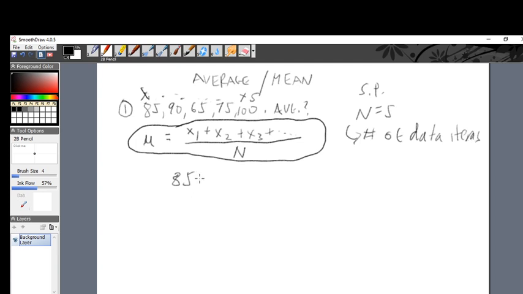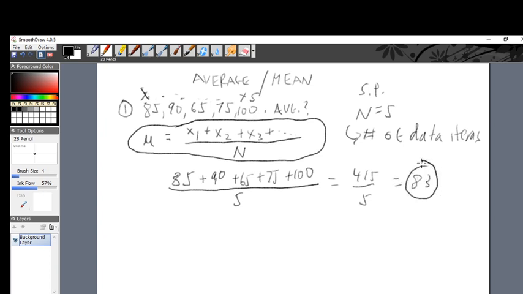All right, so what do we do? We add up 85 plus 90 plus 65 plus 75 plus 100 and divide by n, which in our case is the total of 5 data items, divided by 5. What we get is 415 divided by 5. And what we get out of that is an average of 83. You can use a calculator to figure that out if you need to. And that's it. There's our answer.